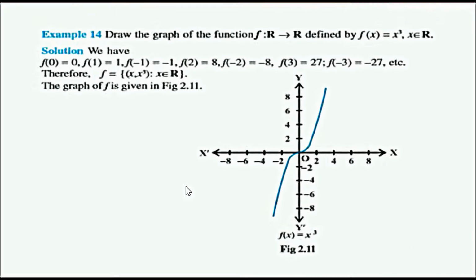We have discussed various functions. Now continuing with these functions, let us take example 14. We need to draw a graph of the function which is R to R defined as f(x) equal to x cube. See this x cube, any power of cube, if you take any negative number, the cube will give you a negative number.